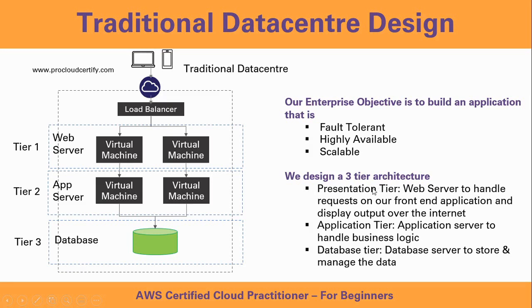The initial request would first go to the presentation tier. The web server will be built to handle requests coming from the front end and process those requests and then return the output to be displayed over the internet on their devices. The second tier would be the application tier, and it would take care of all the business logic. And the final tier would be the database tier, where all the users' data would be stored and managed.